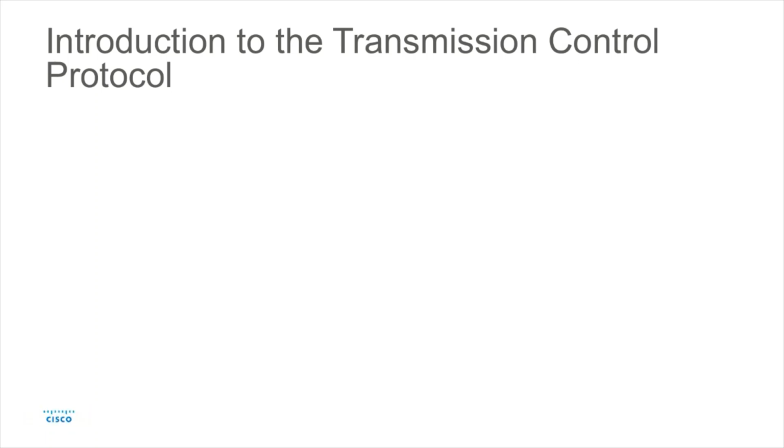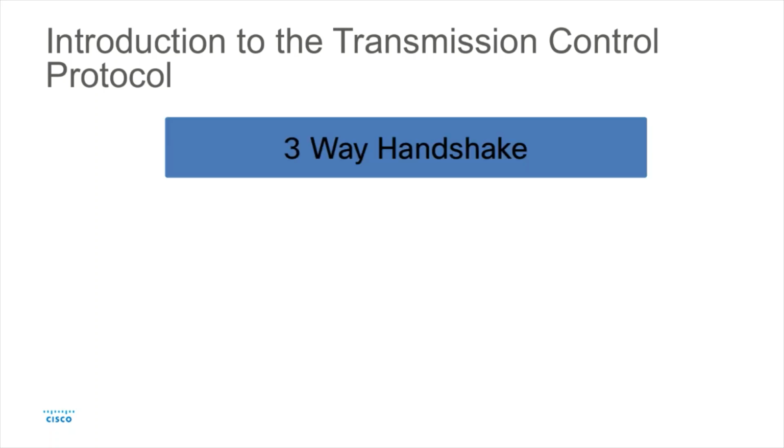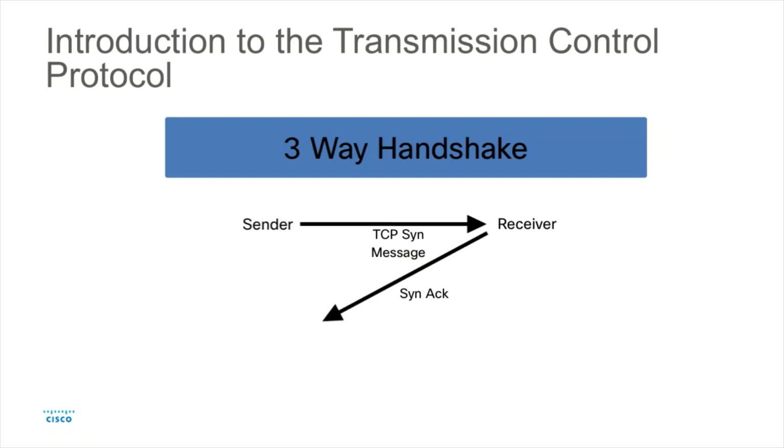When TCP establishes a session between two host devices, it goes through what's called a three-way handshake. The way that this works is the sender will send a TCP SYN message, and the receiver will acknowledge that by sending a SYN ACK. Now, under normal circumstances, a final ACK would be sent back from the sender towards the receiver, and we would have an established connection.